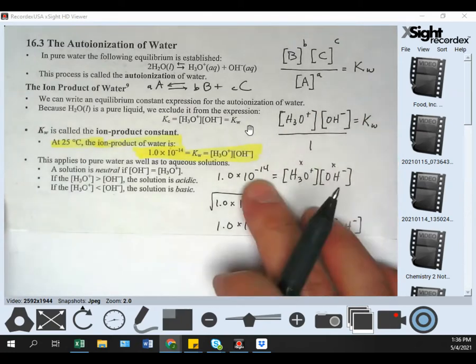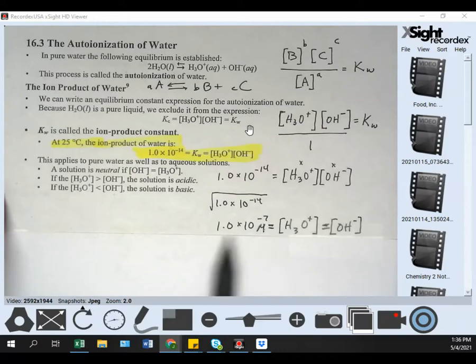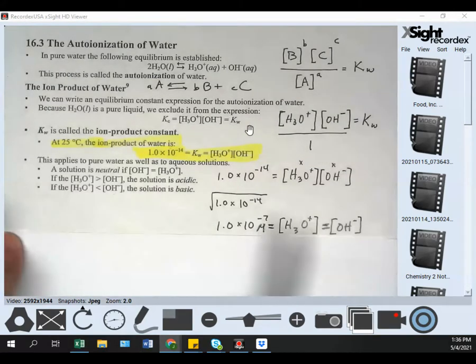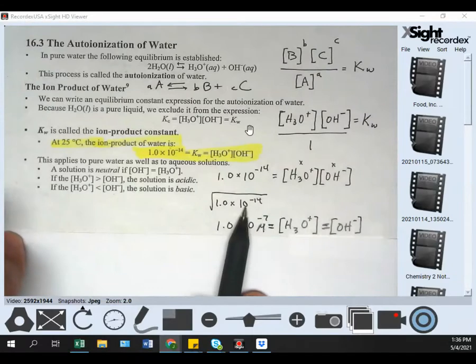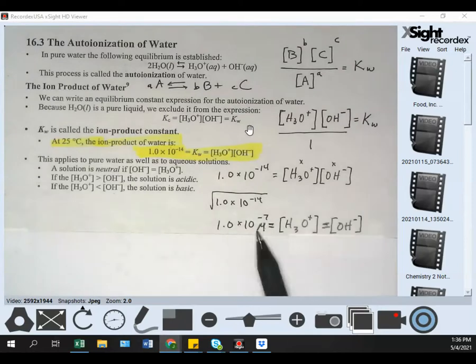Or, I don't know if that's molar or not. I'm trying to think how that would work, because there's actually two of them. So if either of them is this number, 1 times 10 to the negative 7th, then it's neutral, because the other one has to be the same thing, since they have to equal this. Like I said, they'll either tell you it's neutral or give you the number for one of these that is that number. And when you see that number, you automatically know it's neutral.